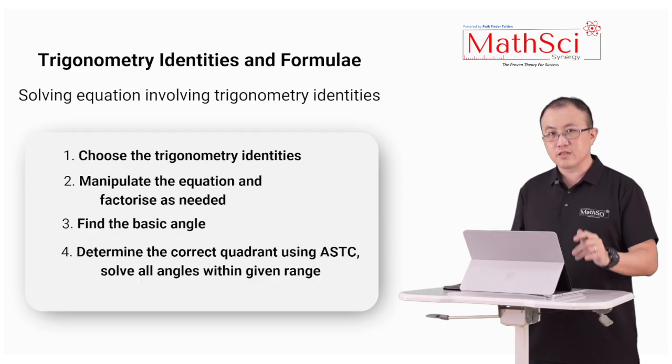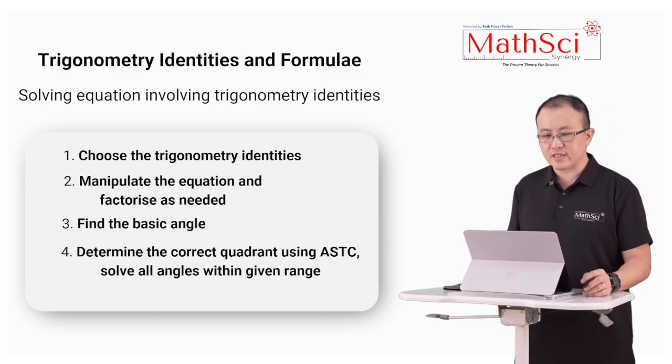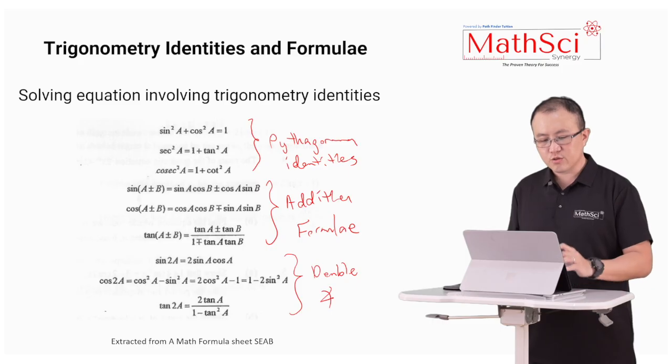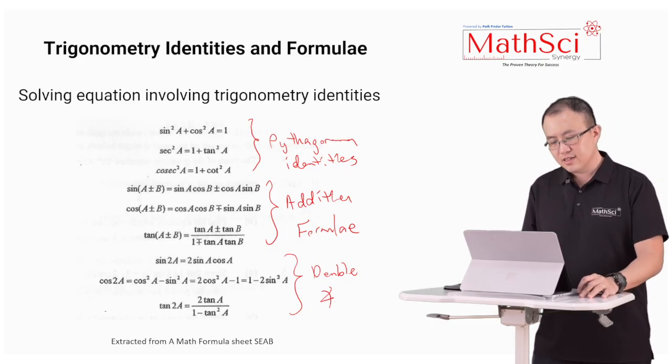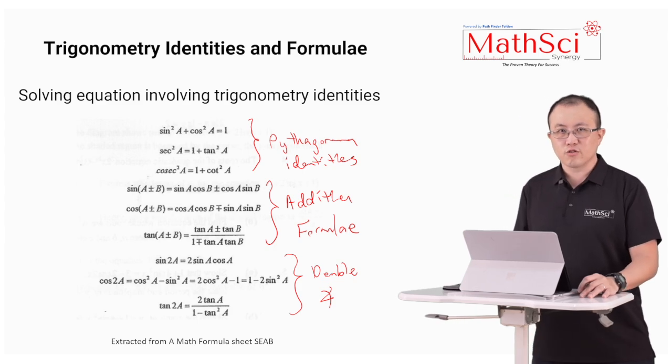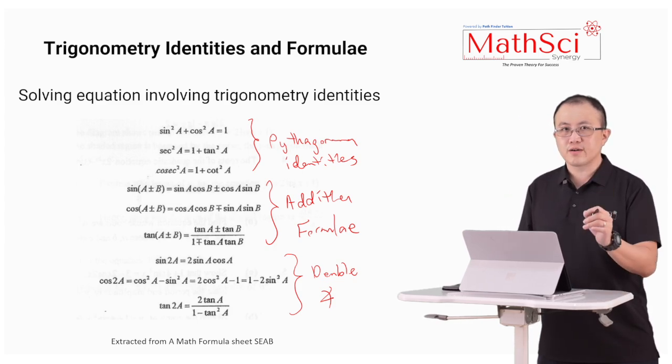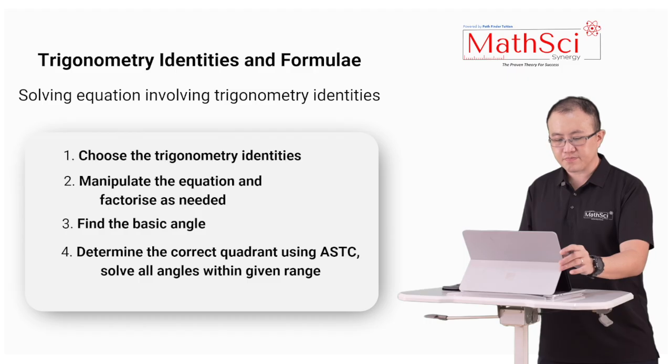Step 1 is that you must choose the correct trigonometry identity first. Which one do I use? Do I use the Pythagorean identities? Do I use the addition formula? Do I use the double angle formula? And so on and so forth. Later I will show you some examples of how to identify them.